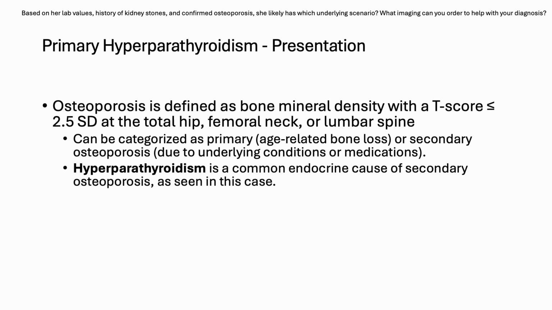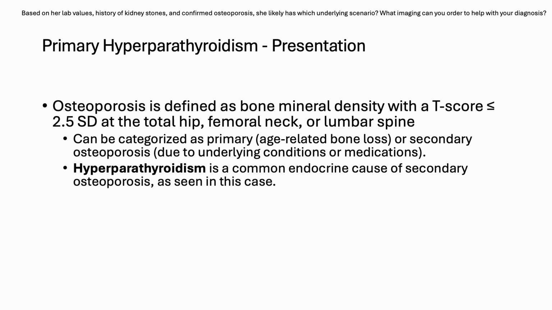And so we should touch upon what osteoporosis is to get a better understanding of the full presentation. And osteoporosis is basically low bone mass. It's defined as a bone mineral density with a T-score of less than or equal to 2.5 standard deviations at the total hip, femoral neck, and lumbar spine. And we classify it typically as an age-related bone loss or primary osteoporosis, or a secondary osteoporosis where the osteoporosis is due to some sort of underlying condition or medication, like in her case.